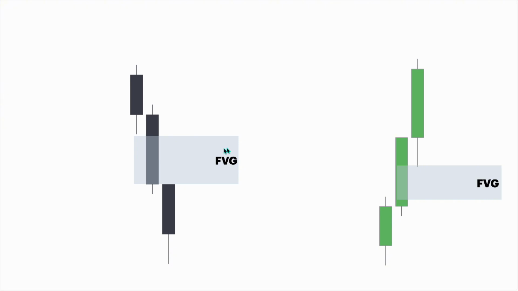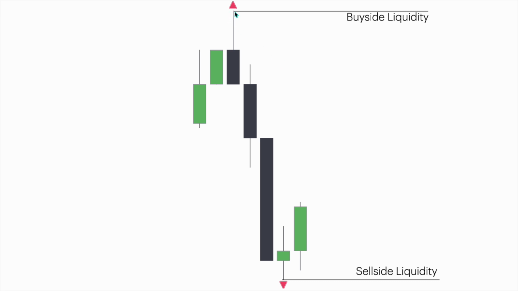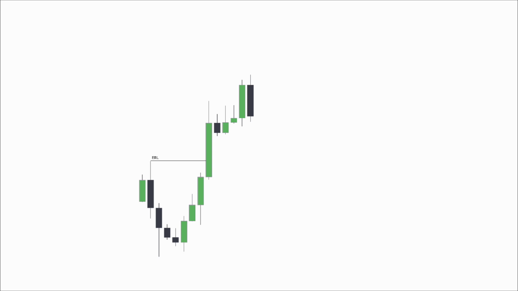Internal range liquidity typically refers to a fair value gap, whereas external range liquidity is represented by a swing high or swing low, forming buy-side or sell-side liquidity. Now, combining these two, what's the connection between them? Essentially, the market only does two things. It either targets old highs or old lows, or it attempts to rebalance a fair value gap.